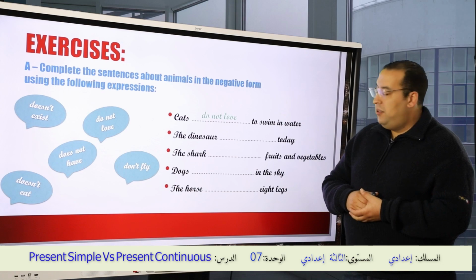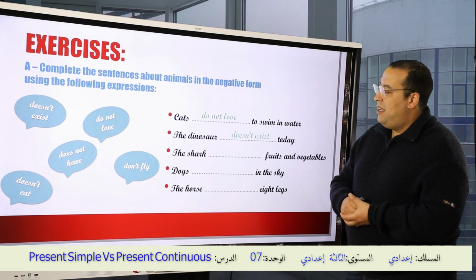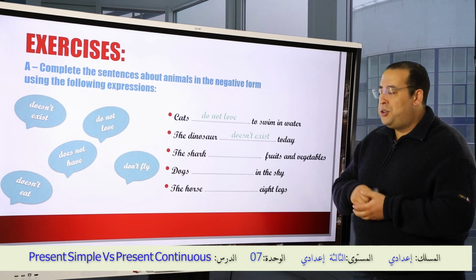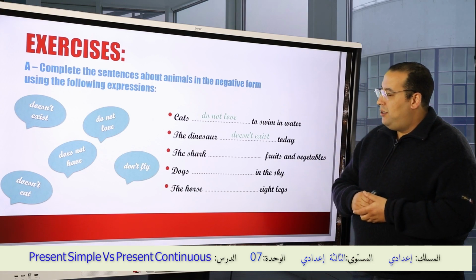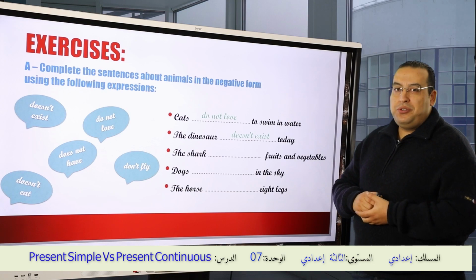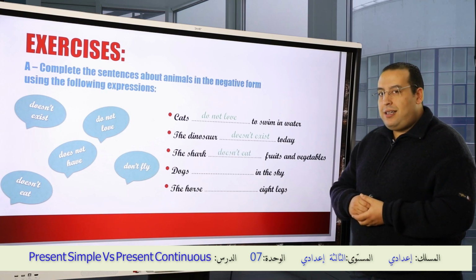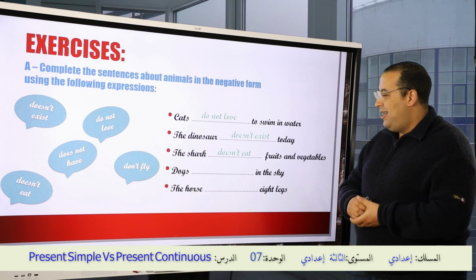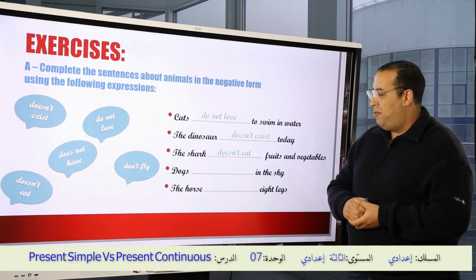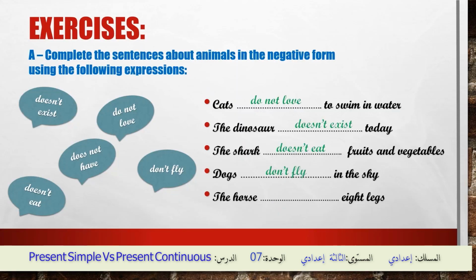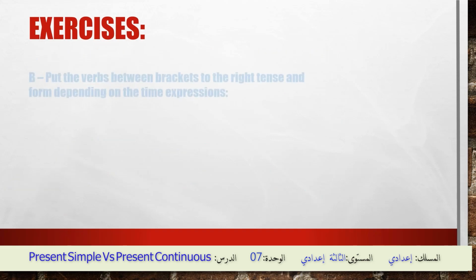The dinosaur today. Yes, the dinosaur doesn't exist today, of course. Next one, the shark, fruits and vegetables. Yes, the shark doesn't eat fruits and vegetables. Dogs in the sky. Of course, dogs don't fly in the sky. And the last one, the horse, 8 legs. The horse doesn't or does not have 8 legs. Who does? Of course, the spider and not the horse. Good. Now we see the next activity.